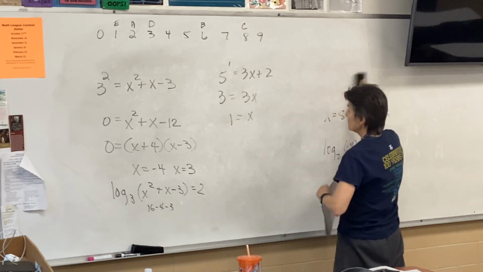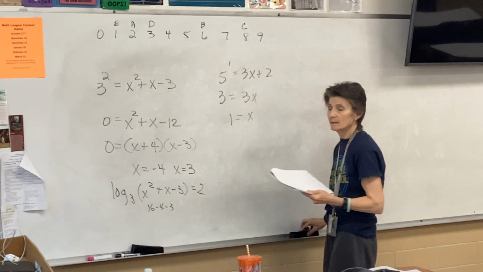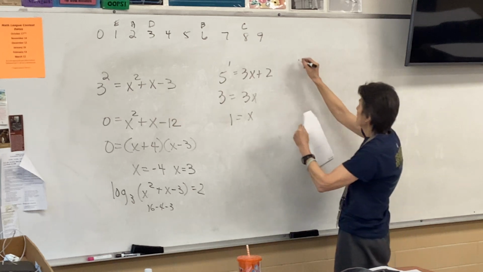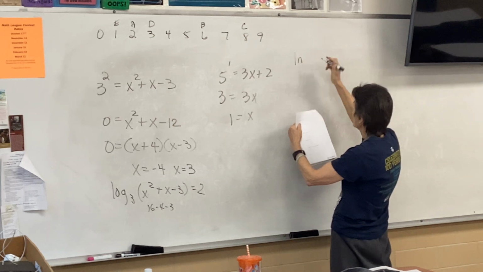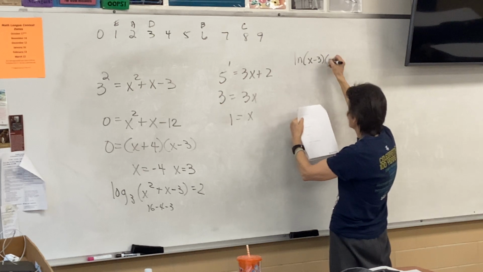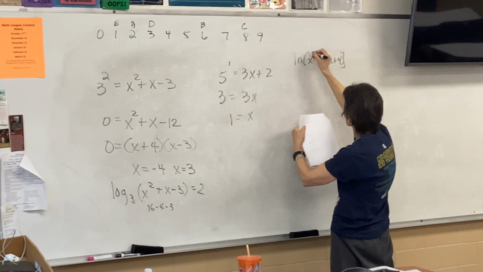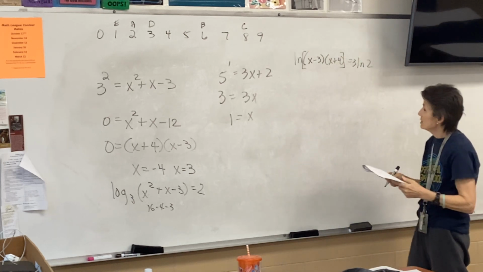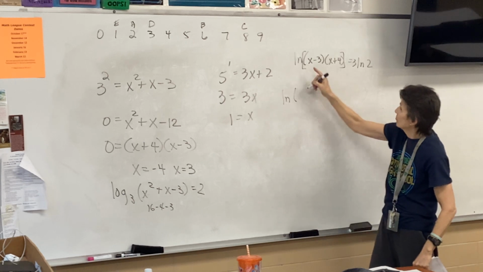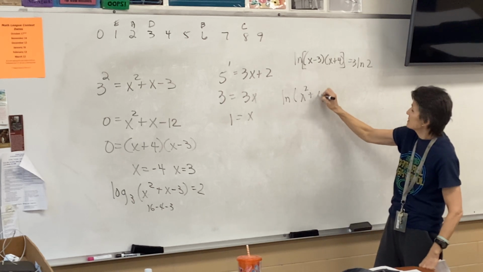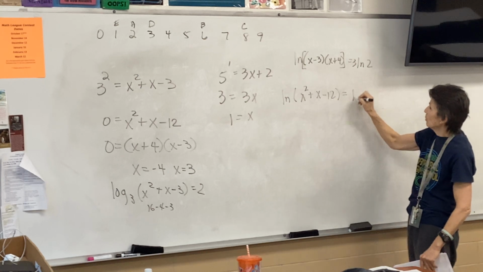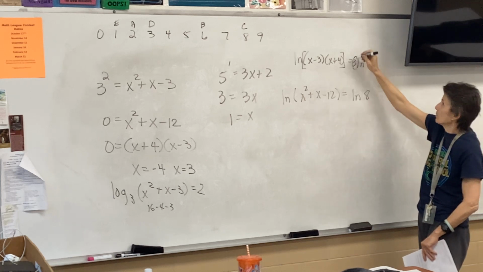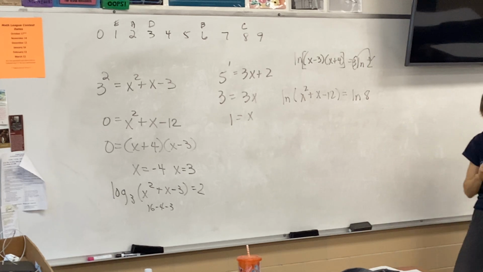Now, F is an ln problem, but logarithms are logarithms. This is just a different base. All the properties are the same. So again, we have to put those two together. So I'm going to multiply x minus 3 times x plus 4 and 3 ln 2. So I'm going to have ln FOIL x squared plus x minus 12 equals ln 8, because a number out in front of a logarithm is actually an exponent.